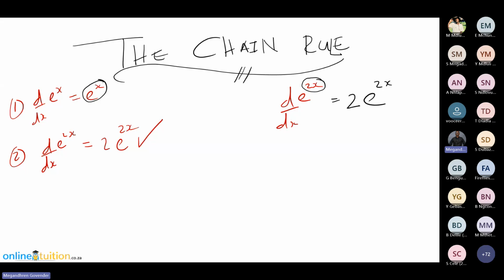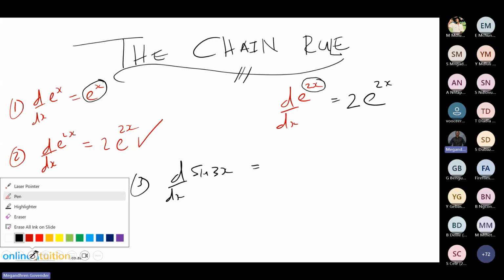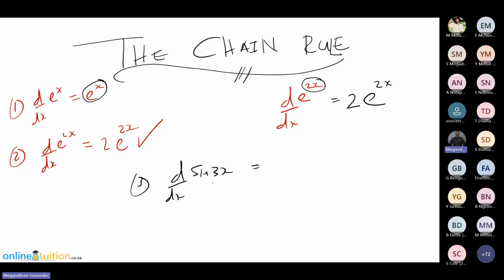So the chain rule involves you differentiating from the inside going out. I'll give you another example. What is ddx of sine of 3x? So you look inside. If I want to evaluate sine of 3x, I have to start here. I don't start with the sine first, I start with the inner function. So what is the derivative of 3x, anybody?